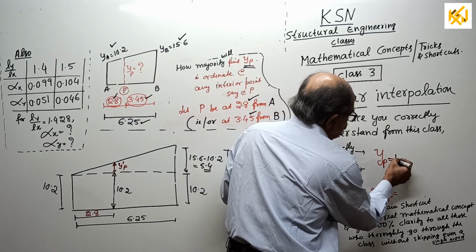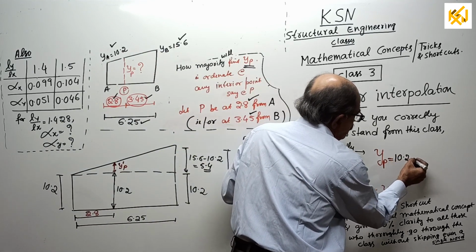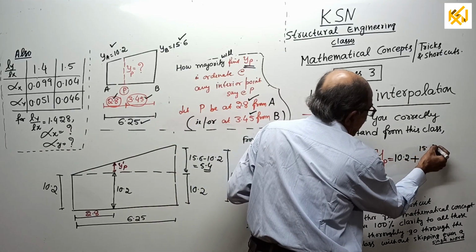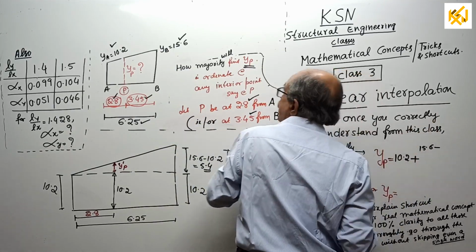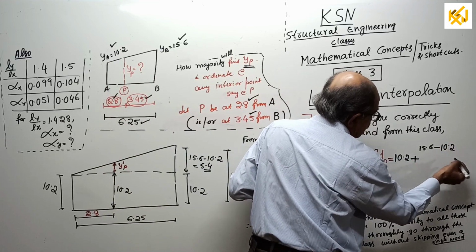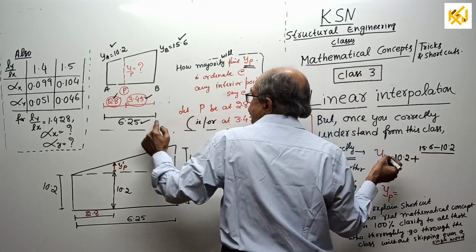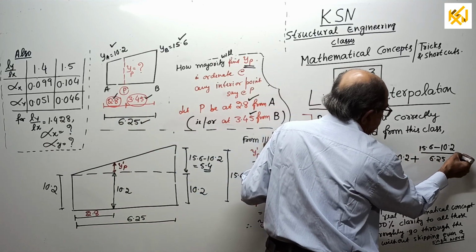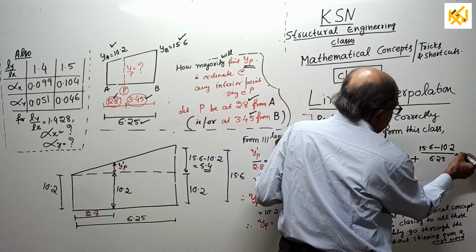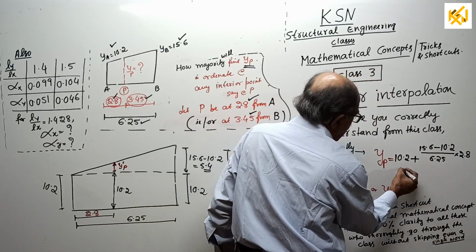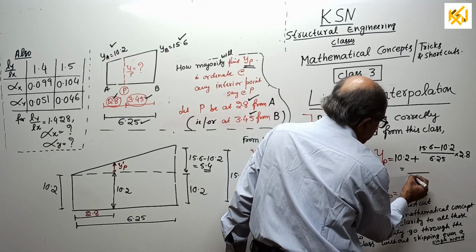10.2 plus 15.6. See, you can see I am not even thinking anything. Minus 10.2 divided by 6.25 multiplied by 2.8. 2.8. That's all. Answer will 100% come.